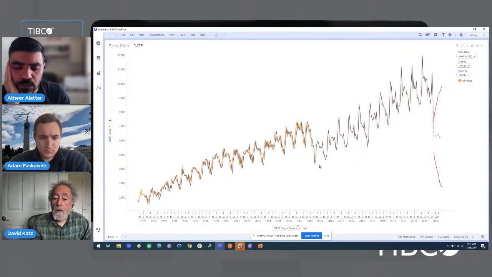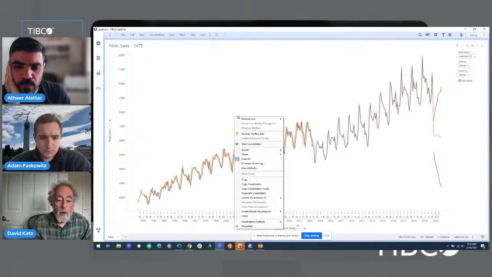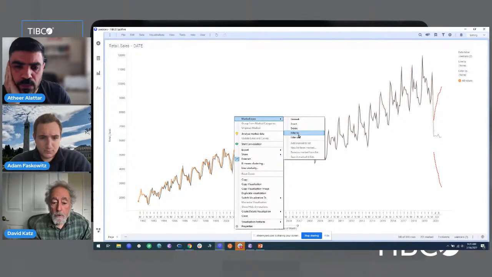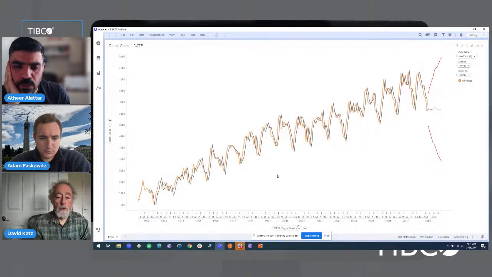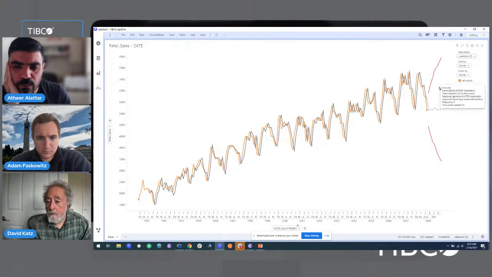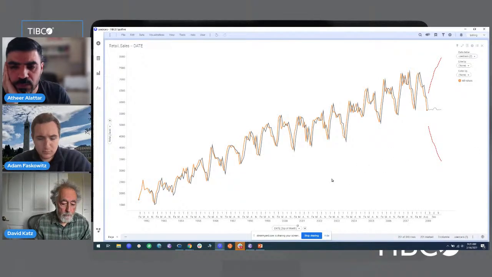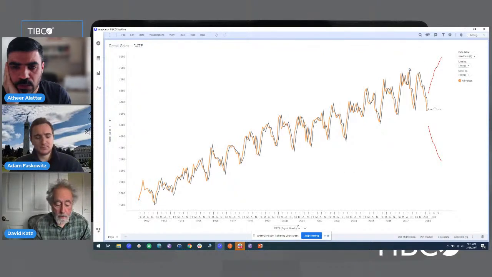One thing I actually meant to do was filter to the marked curve, so that now it does the same analysis on just the subset, which is very handy. And then out here are the predictions for the future, and here's the 95% confidence interval. So that's a quick introduction to the automated feature for Holt-Winters forecasting in Spotfire.